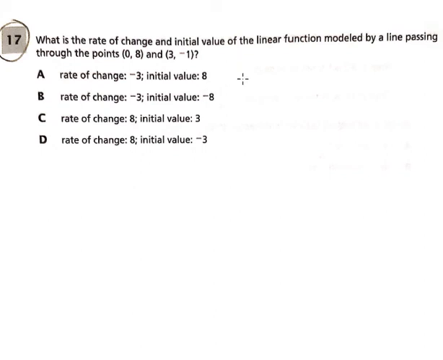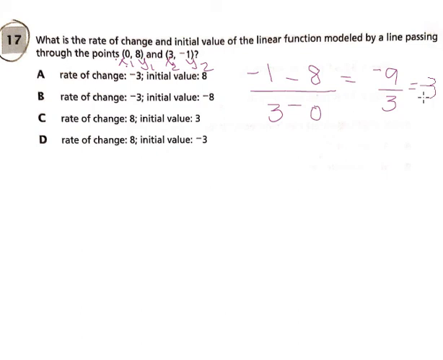All right, this one should be pretty straightforward. We've got two ordered pairs, and it's asking us about rate of change, which is slope, and initial value, which is y-intercept. So this is y equals mx plus b. I've got x1, y1 and x2, y2. So I set up my slope. That's going to be -1 minus 8 over 3 minus 0. So that's -9 over 3, which is -3. So I already know my slope here is -3.